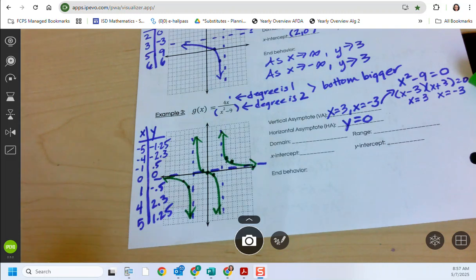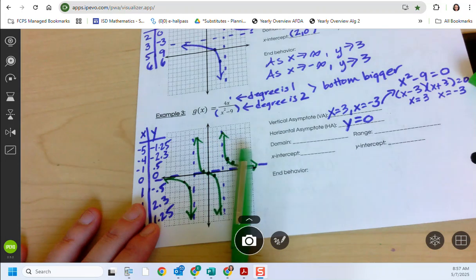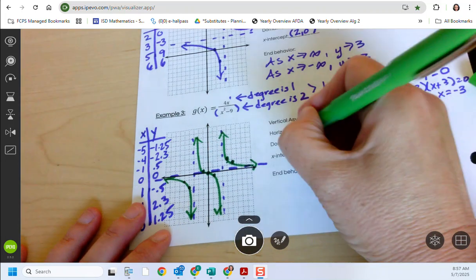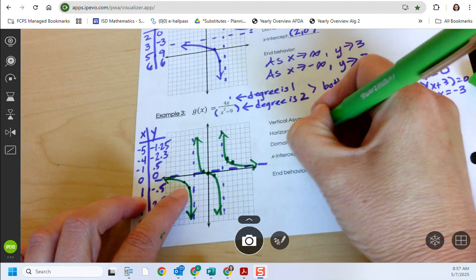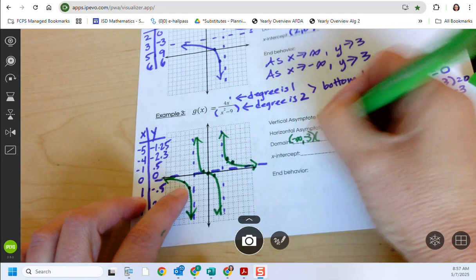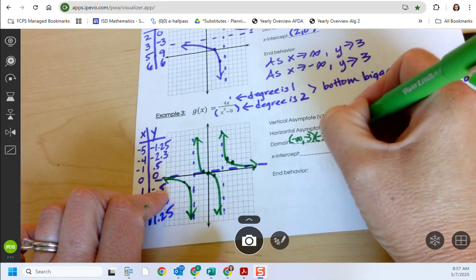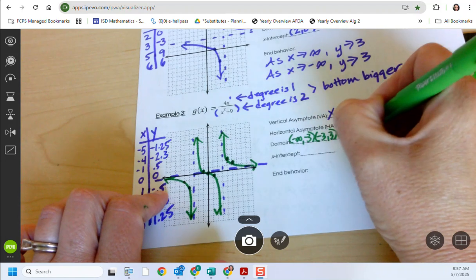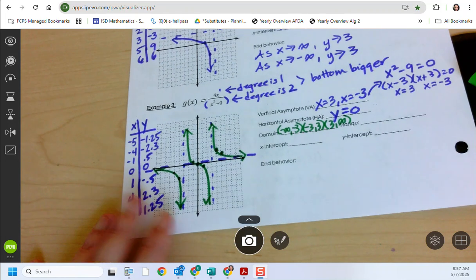All right, I want you to notice this time your domain has 3 pieces to it. 1, 2, 3. So my domain starts at -infinity and it goes to -3. Then from -3 to 3. And then 3 to infinity. So 3 pieces in your domain. Your range, however, has only 1 piece, and I'm going to explain why. Just a second. I want to make sure you have your domain.